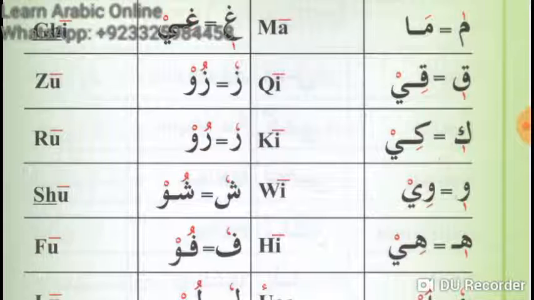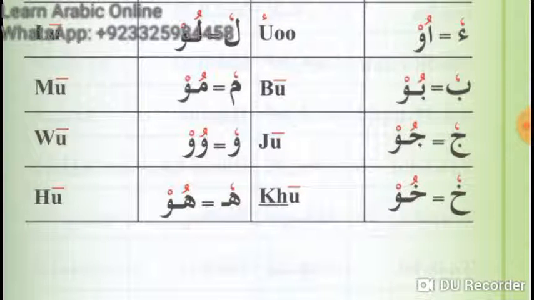Shin inverted dhamma equals shin, dhamma, waw, sukun, shu. Fa inverted dhamma equals fa, dhamma, waw, sukun, fu. Lam inverted dhamma equals lam, dhamma, waw, sukun, lu. Mim inverted dhamma equals mim, dhamma, waw, sukun, mu. Waw inverted dhamma equals waw, dhamma, waw, sukun, wu. Ha inverted dhamma equals ha, dhamma, waw, sukun, hu.